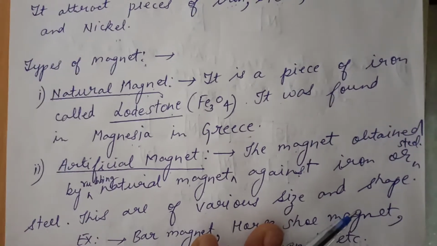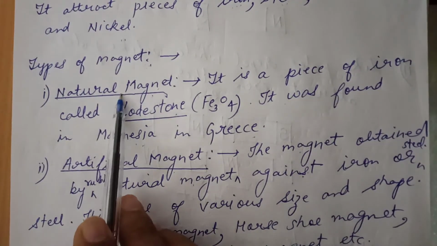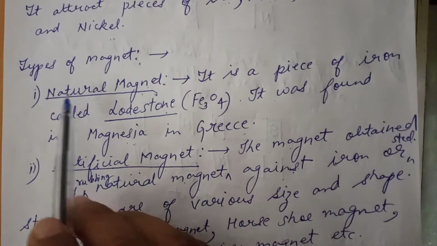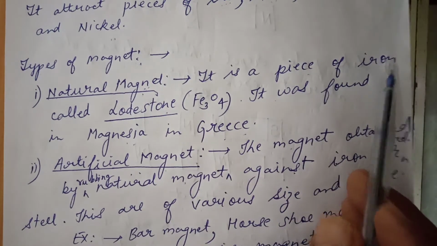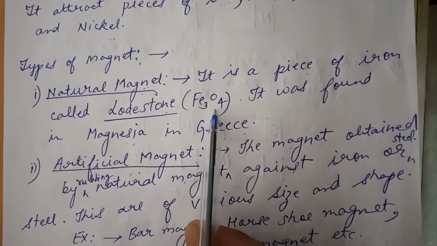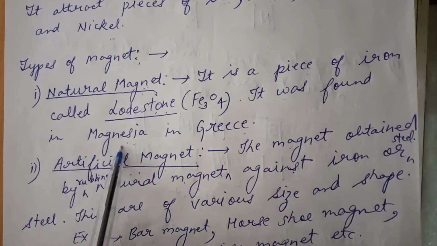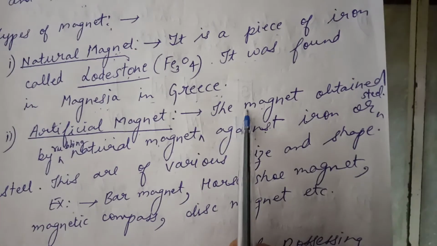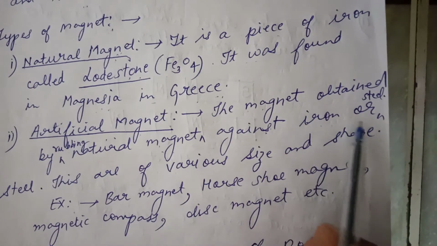Now, we have to study the types of magnet. There are two types of magnet: natural magnet, which is obtained from nature, and artificial magnet, which is artificially prepared. Okay, now what is a natural magnet? A natural magnet is a piece of iron ore, in the form of iron oxide, which is called lodestone, and it was found in Magnesia in Greece.